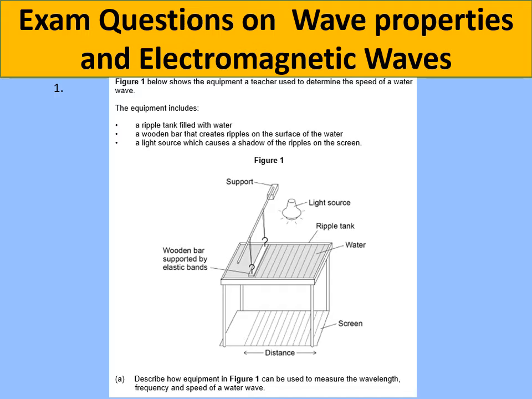The equipment includes the ripple tank filled with water, a wooden bar that creates ripples on the surface of the water, so the dipper, and a light source, the lamp, which causes a shadow of the ripples on the screen below. Question A says, describe how equipment in figure 1 can be used to measure the wavelength and the frequency and then the speed of the water wave.